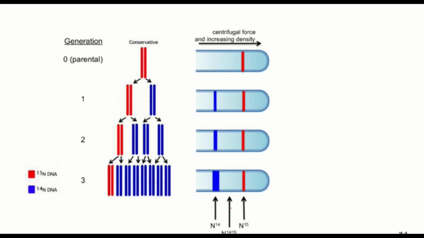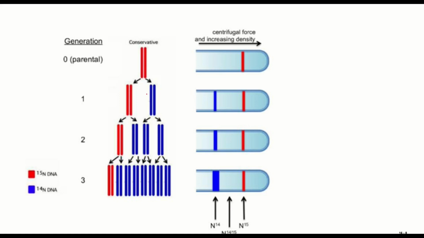Now I want to show you what happened, and I want you to think: what do you think happened if the model was conservative? I'm going to show you a schematic that explains what happened if the conservative model was right. And this could be a great question for the test. What do you think? What were Meselson and Stahl expecting in their experiment if the conservative model was right?